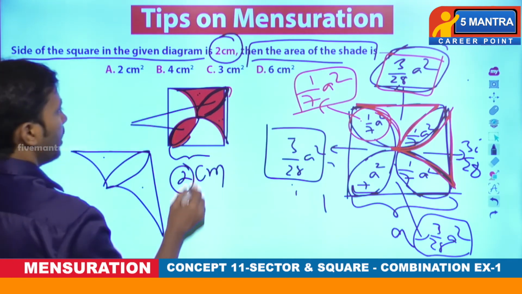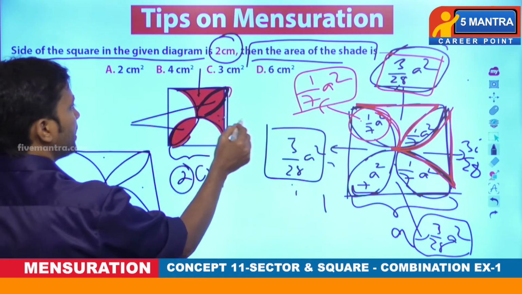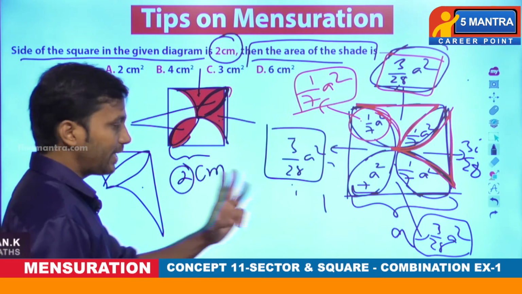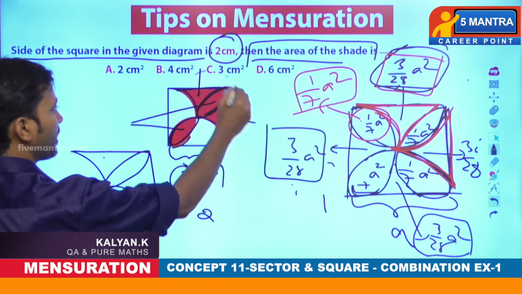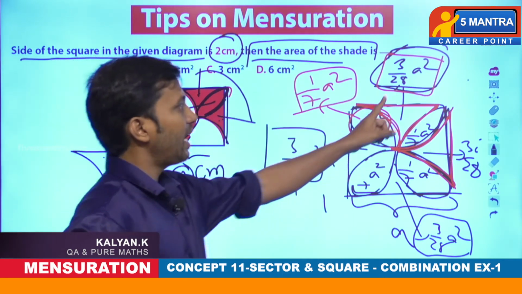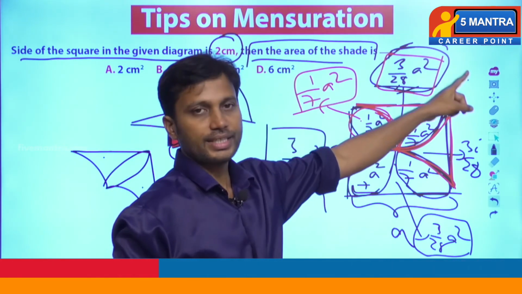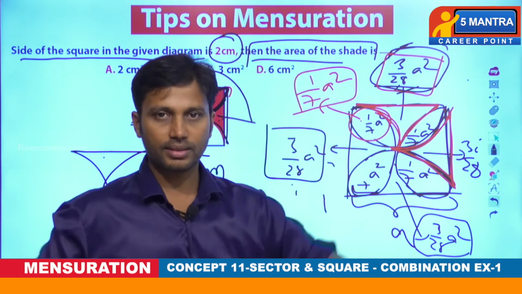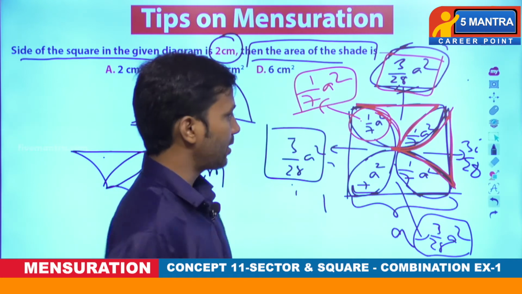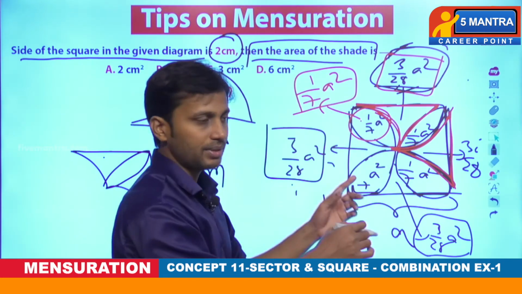Next, this is one gap, this is one gap. So how many gaps are there? Two gaps. Understood? So each gap area is how much? 3 by 28 a square. Each petal area is how much? 1 by 7 a square. That's it. That analysis is sufficient. I think you got this, guys.